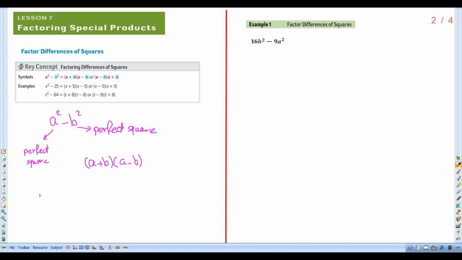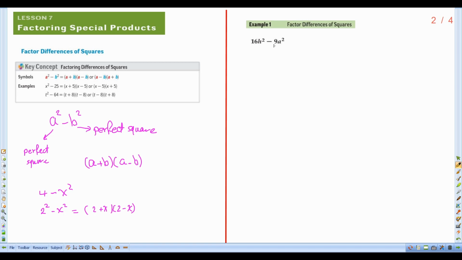As if I give you 4 minus x squared. So 4 is a perfect square. Why? Because we can write it as 2 to the power of 2 minus x to the power of 2. It's already a perfect square because it's x to the power of 2. So directly we write it as 2 plus x multiplied by 2 minus x. As in this example.